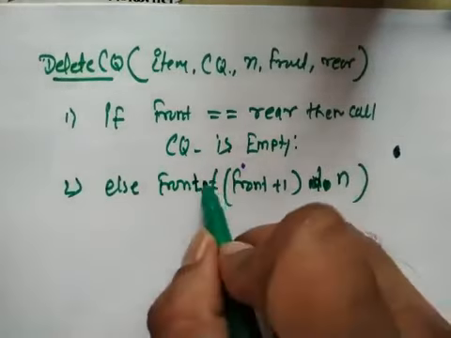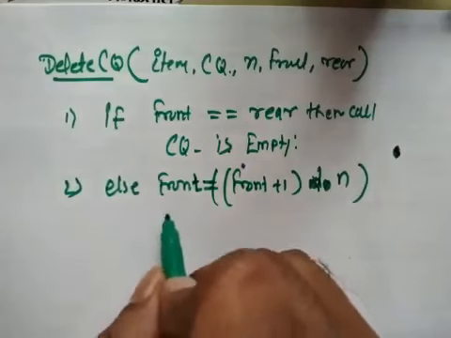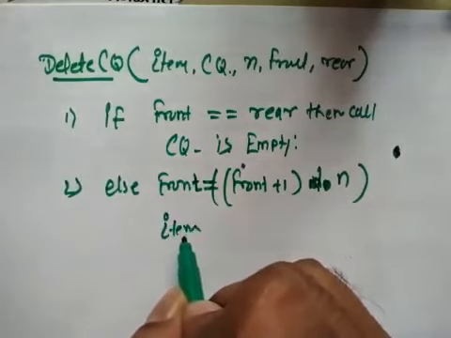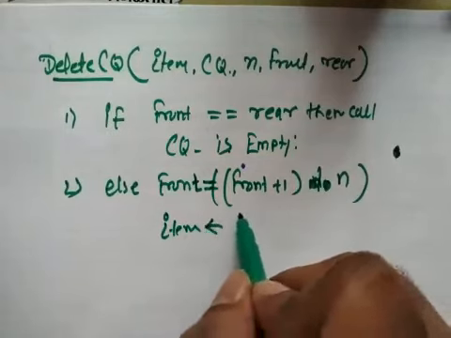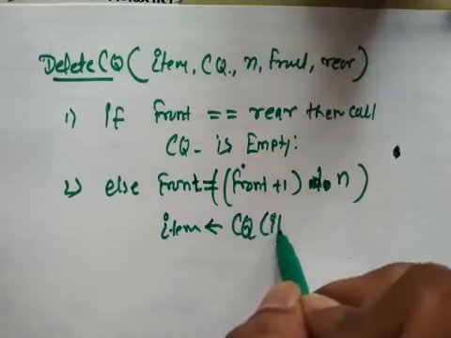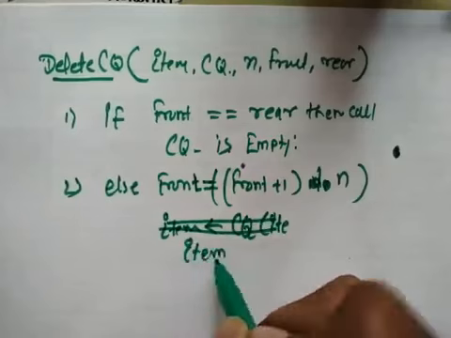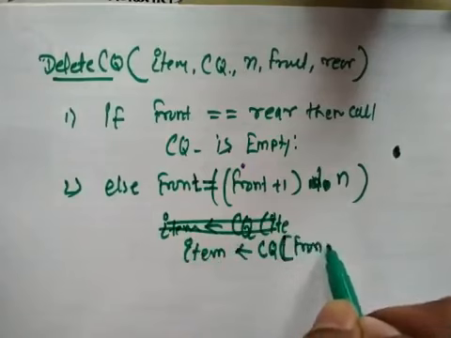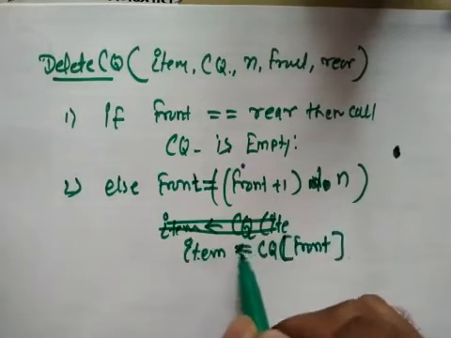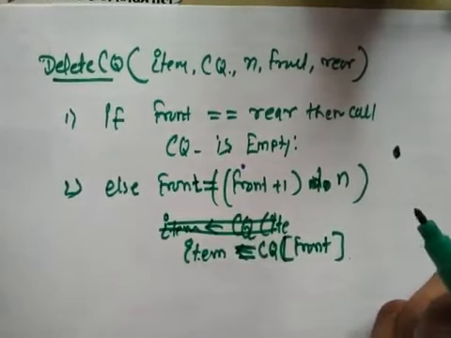Okay, so using this formula we are going to find the position of front in advance clockwise. Now atom: this variable takes as input the atom which we are going to delete. Here we are going to write CQ of front. Whatever front position element we have, we are going to collect in an atom variable. So this is your algorithm for removing an element from a circular queue.